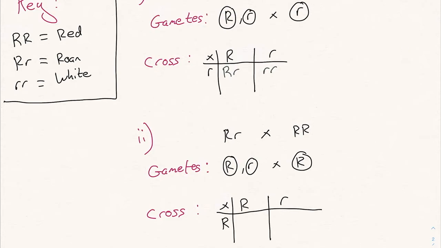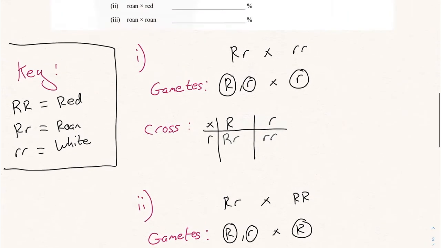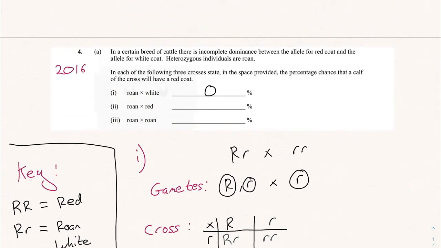So we have two uppercase R's here, and one uppercase R, one lowercase r. So if we're looking at it, we'll go back to our key. This one over here has to be red, and this one over here has to be roan. So there's a 1 in 2 chance of the cattle having a red color. So that's our 50% mark here.